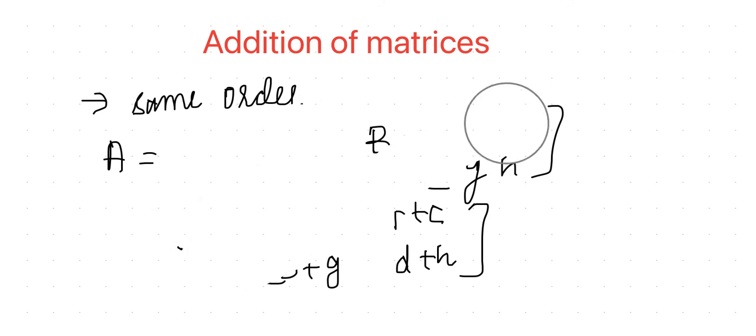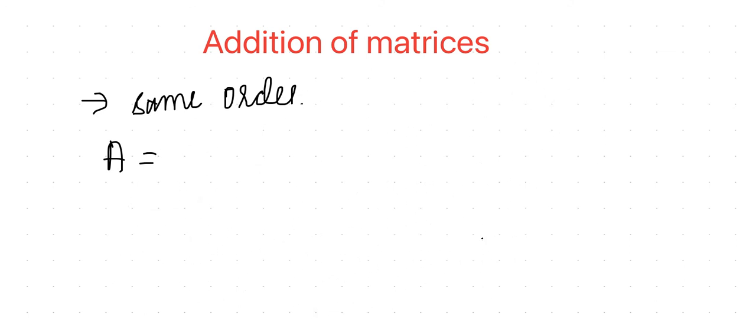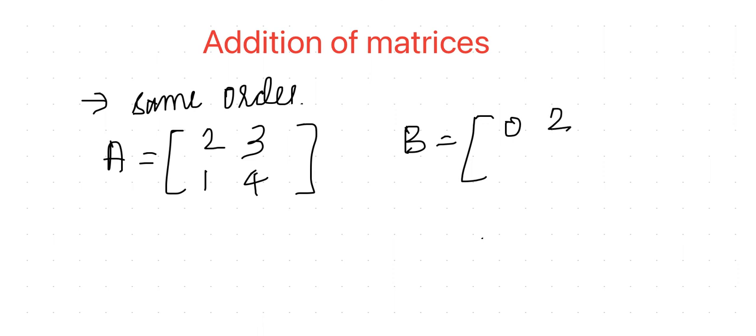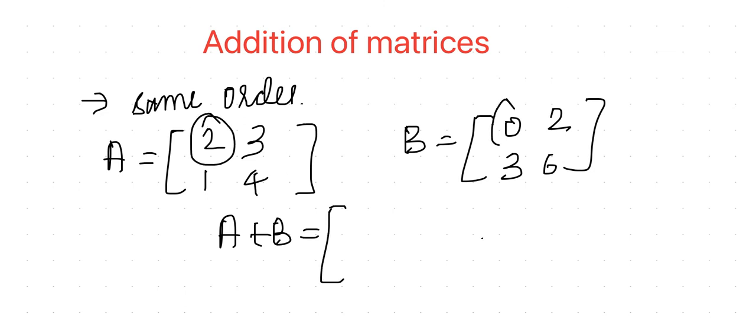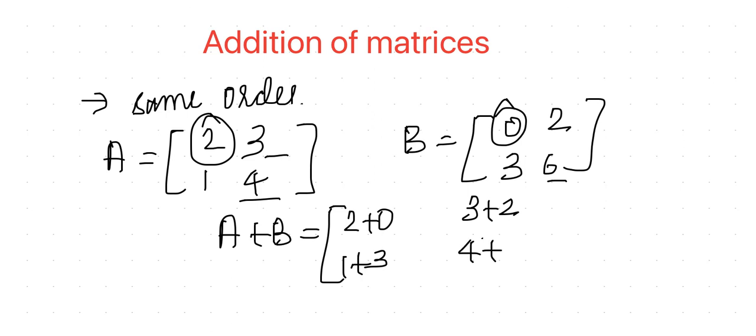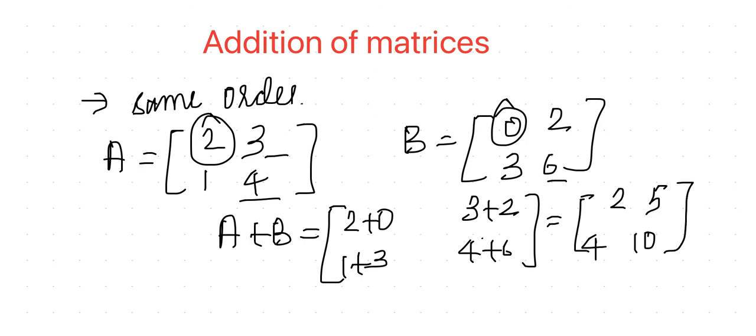Now if I want to explain with the help of an example, suppose I have here 2, 3, 1, 4, and another matrix B which is given by 0, 2, 3, 6. Then what will be the addition? A plus B equal to, this will be equal to C. This 2 will be getting added up first. So this is 2 plus 0, then 3 plus 2 here. Okay, and then 1 plus 3 and 4 plus 6. So what will be your answer? Your matrix will be 2, 5, 4, 10. So this is the addition matrix that you are getting.